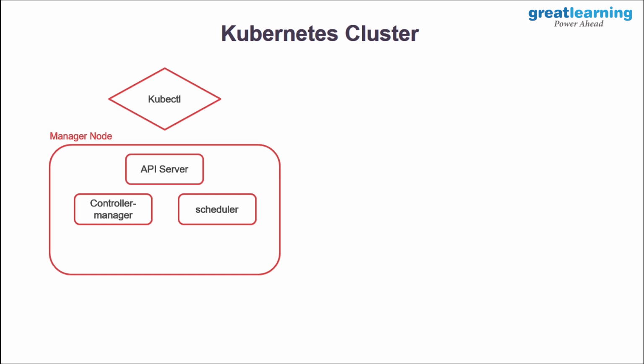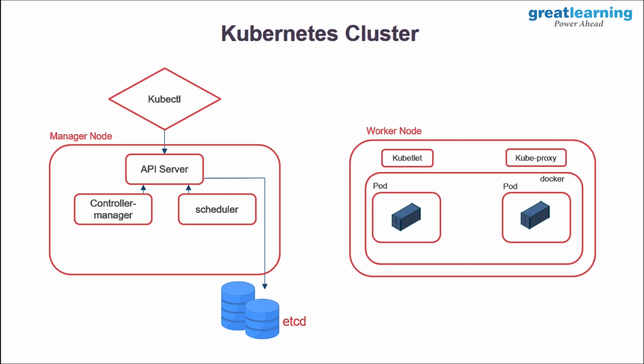I'll tell you what all of these things do. Let me just show you what are the other parts that are there. So there's something called etcd also, which plays an important part in this whole architecture of Kubernetes. And then you have the worker node also.